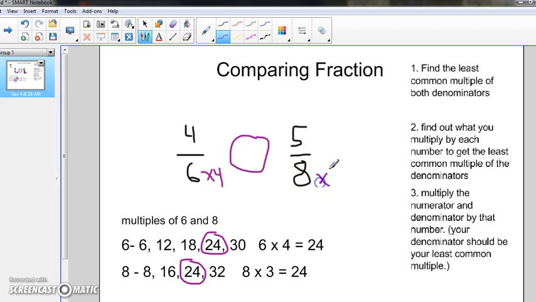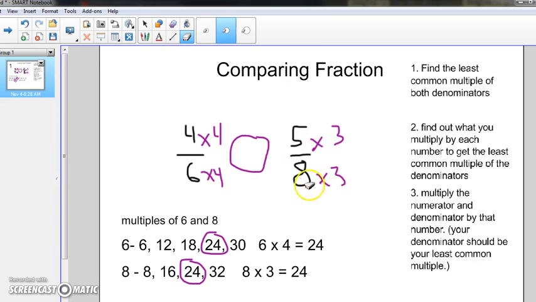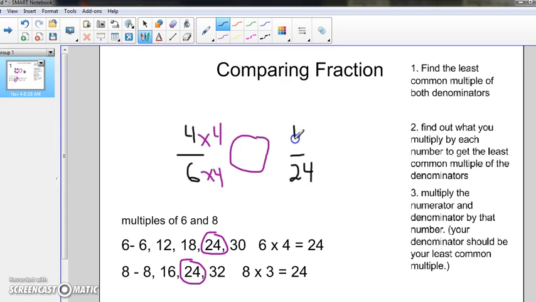But do not forget, what you do to your denominator, you must do to your numerator. So then I have to multiply 8 times 3, and that equals 24. And so we're just going to take this right here and go 8 times 3. We know that now equals 24. And 5 times 3, that equals 15. So now I have 15/24ths.